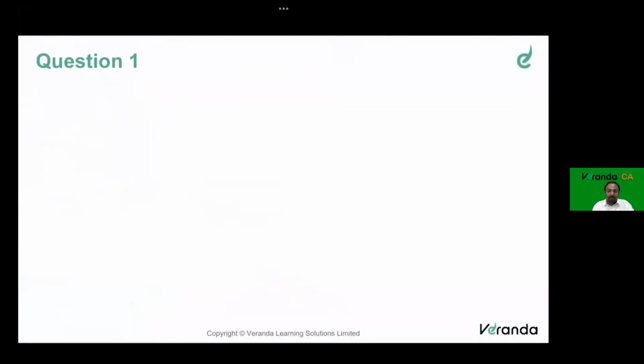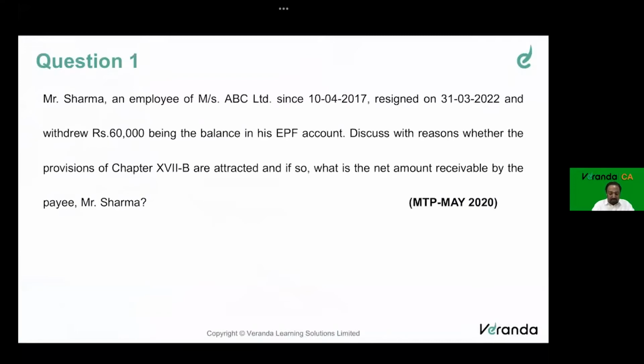The question number 1 is basically: Mr. Sharma is an employee of ABC Limited. So we are talking about an employee. When you say an employee, what could the probable sections be? It could be related to salary, that is 192, or PF deduction, that is 192A.